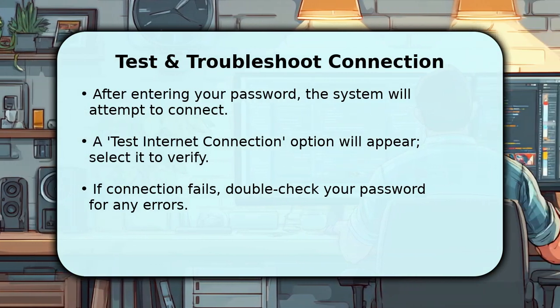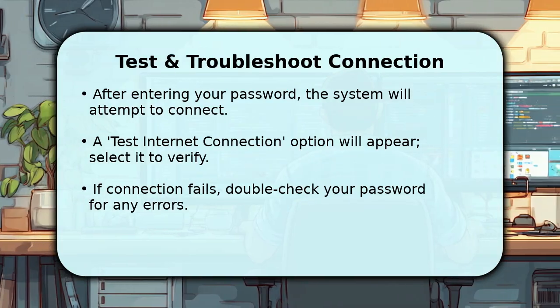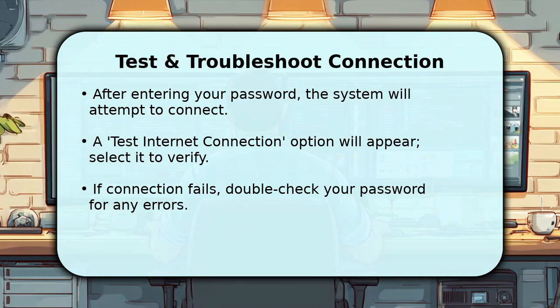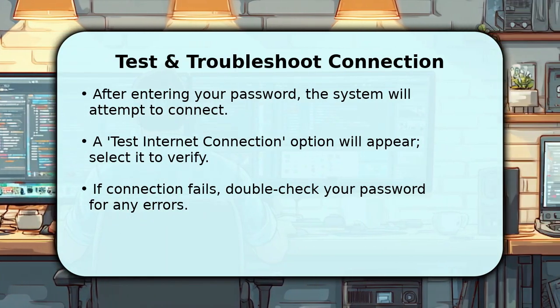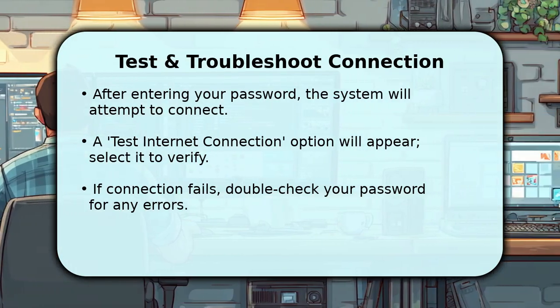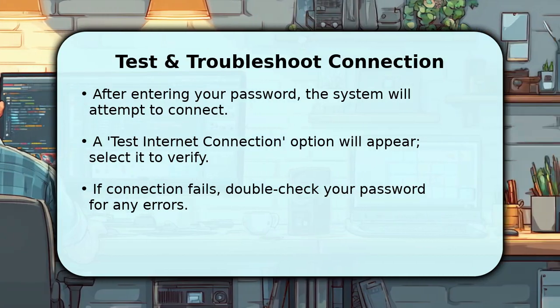Once this process is complete, a Test Internet Connection option will become available. Select this to verify everything is working correctly. If the connection fails, please carefully re-enter your Wi-Fi password, ensuring there are no typos. For persistent issues, a quick restart of your Xfinity modem or router can often resolve common network glitches.